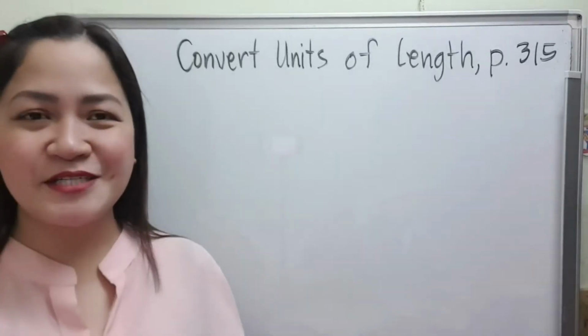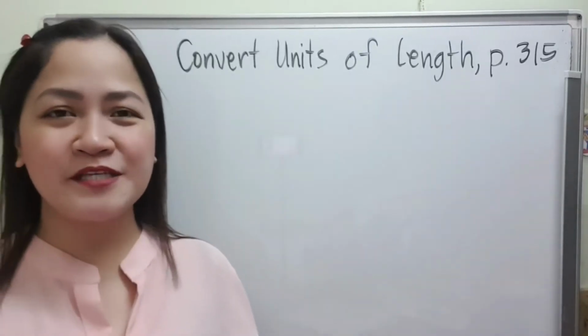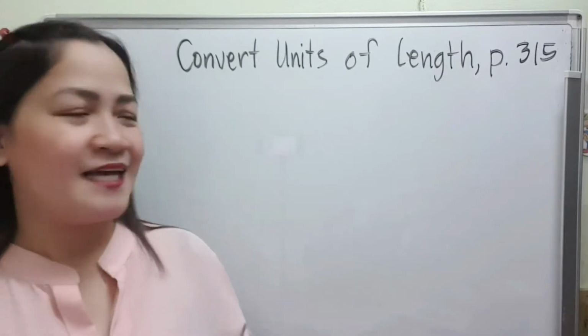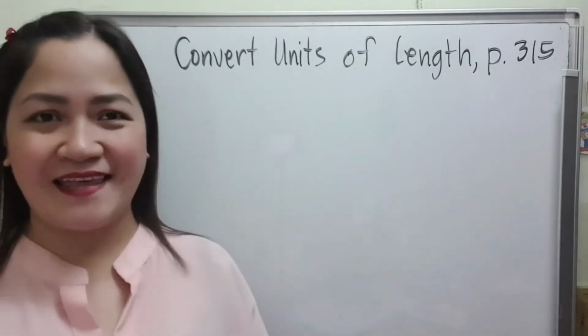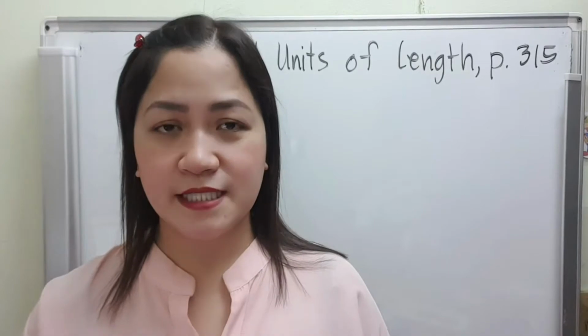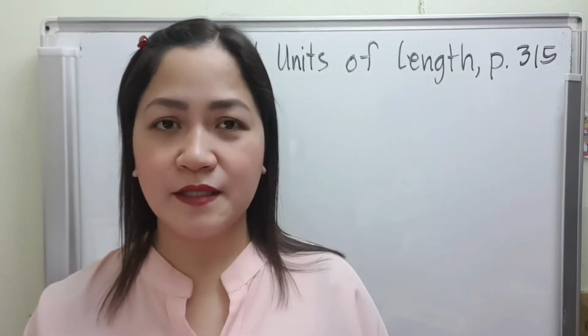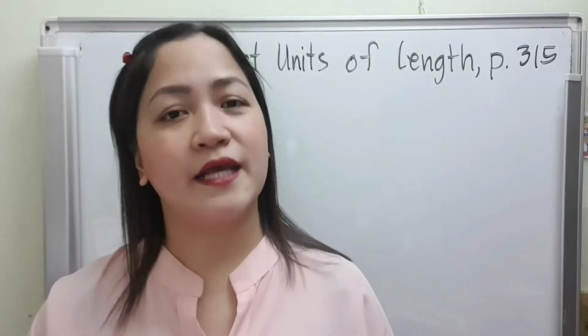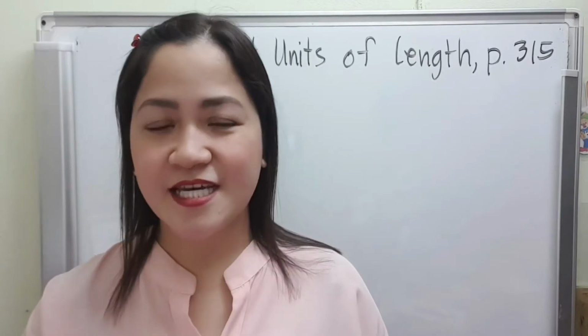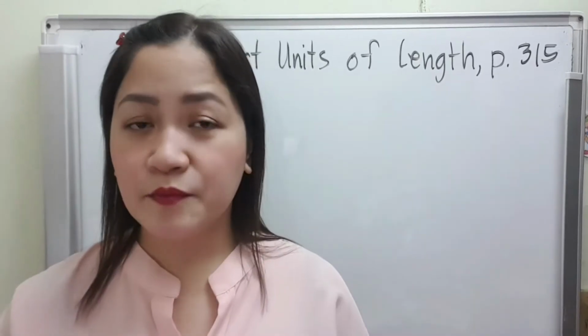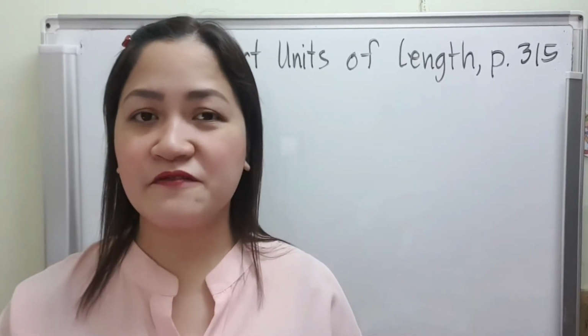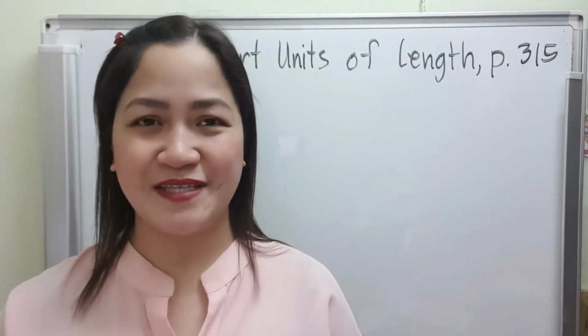And that is chapter 6, about units of measure. Now it's time to get your chapter 6. Open on page 315. Convert units of length. In the customary measurement system, some of the common units of length are inches, feet, yards, and miles. You can multiply by an appropriate conversion factor to convert between units.